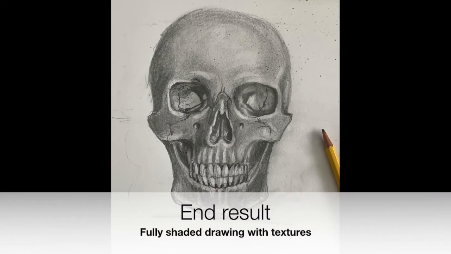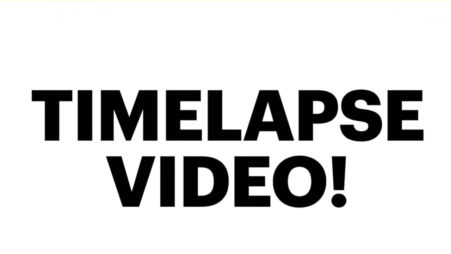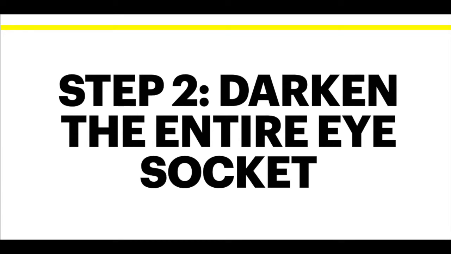The goal is to get a fully shaded drawing with textures. The rest of this video is in a time-lapse format, so the videos are sped up. In step 1, you'll see me dust in pencil using graphite powder and a tissue to apply a light value to the skull. In step 2, I'm going to be darkening the entire eye socket. So take a look at the video and let me know what you think in the comments.